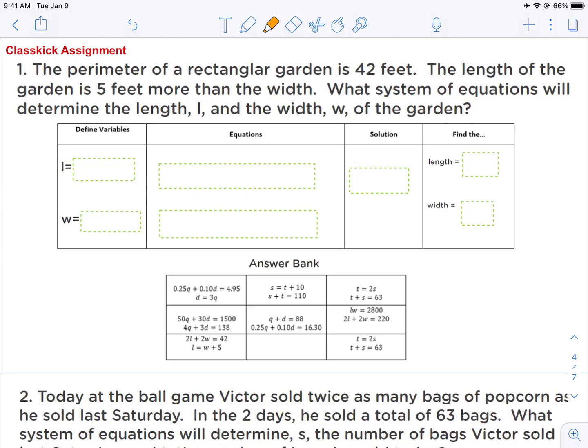This is a quick video over some examples we did in class today that will help you with the writing systems of equations day 3 in your class kick.